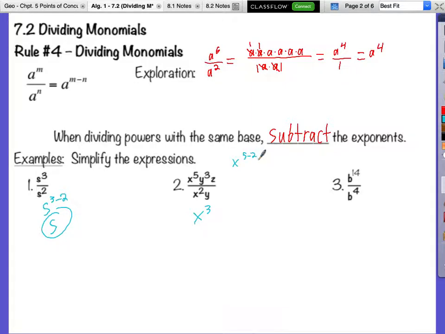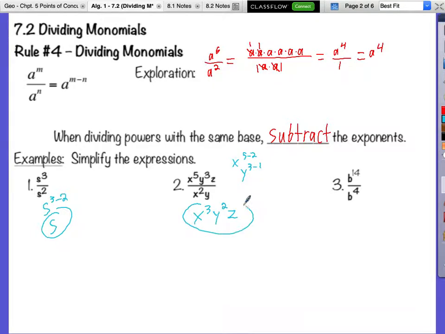What do we do with the y's? We do y to the 3 minus 1, and we get y to the 2nd. And do we have z with anything down here? So you just have the z because it didn't divide by anything. If you had z over z, would it just be nothing? Correct. It would just divide to 1, which you don't write.